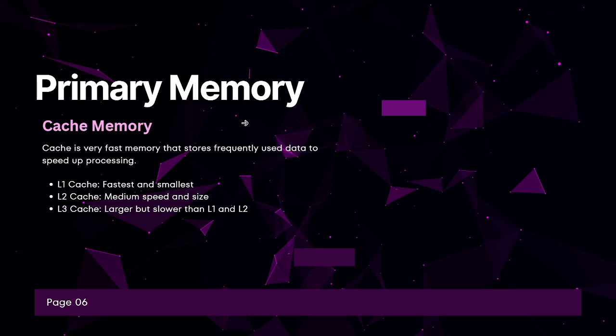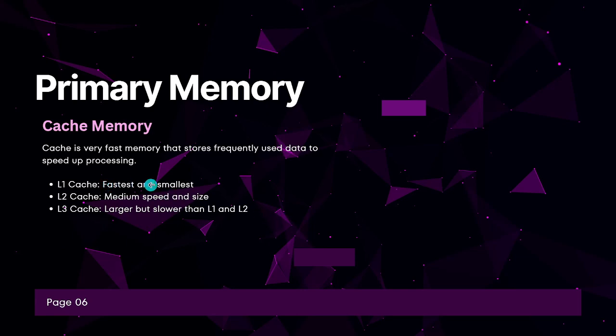Here we have another type of primary memory. We have the cache memory. So cache is very fast memory that stores frequently used data to speed up processing. So we have three types. We have L1 cache, fastest and smallest, and we have L2, the medium speed and size, and we have L3, the larger but slower than L1 and L2.